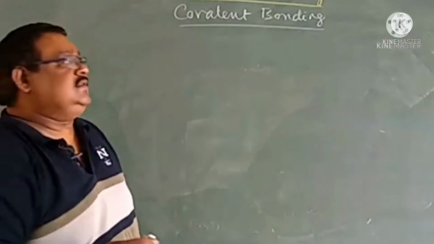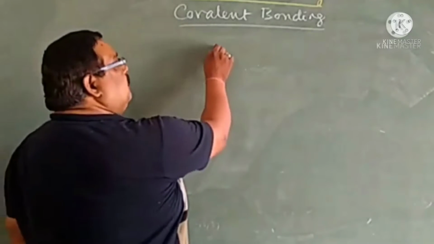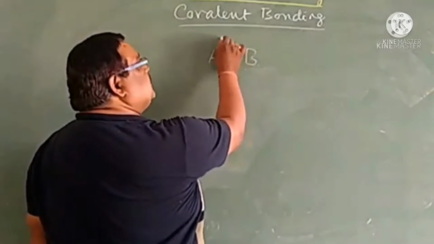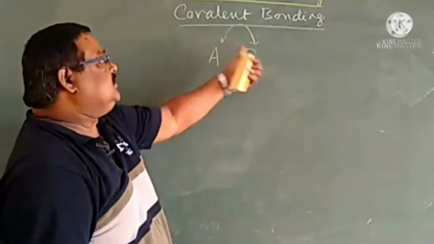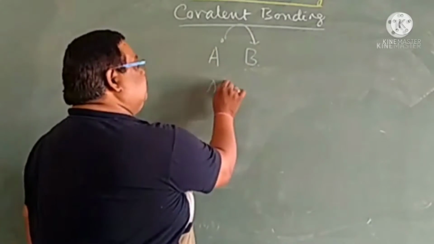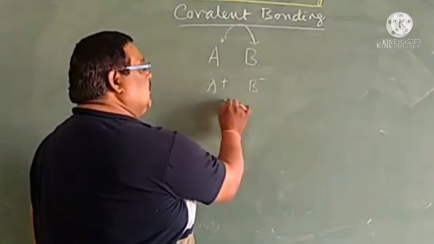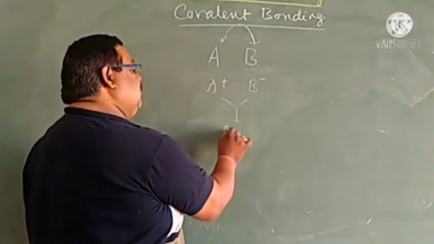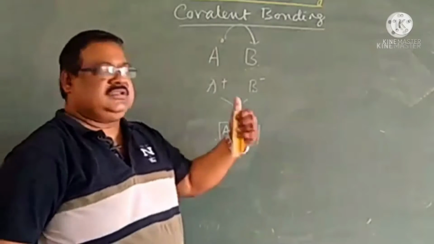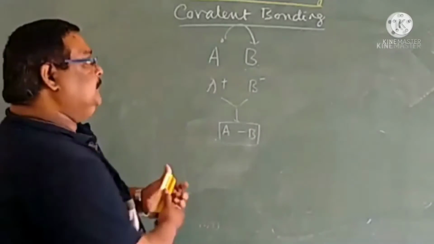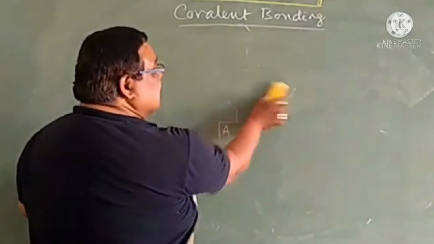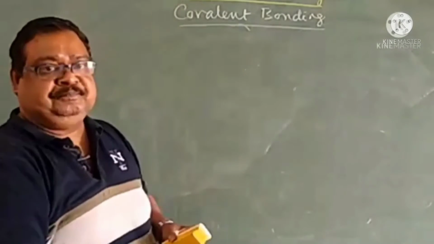In the last class, we discussed that an ionic bond is formed by the complete transfer of valence electrons from one atom to another atom. The atom which donates electrons becomes positively charged, the other becomes negatively charged, and there will be attraction among them and the bond is formed. Such a type of bond is called ionic bonding or electrovalent bonding. But here electrons are shared between the atoms.